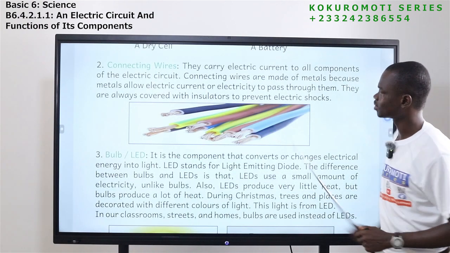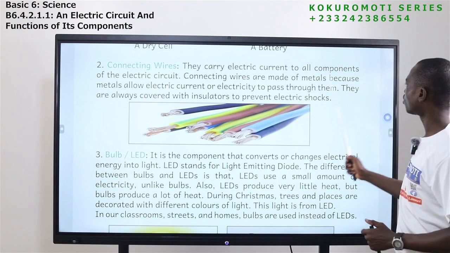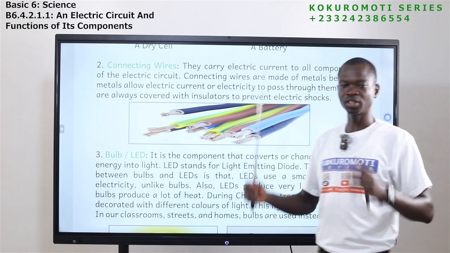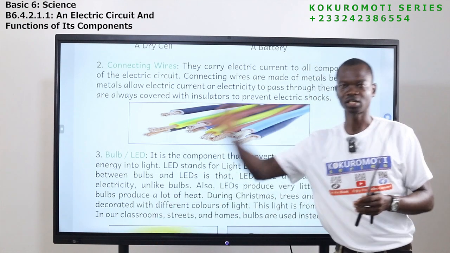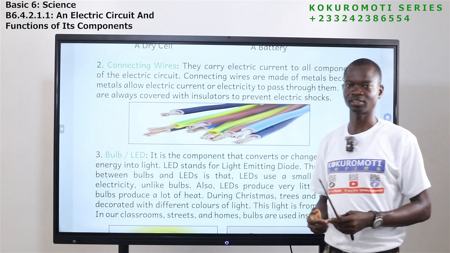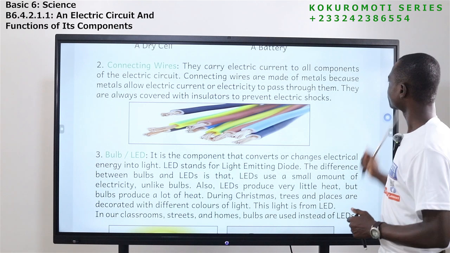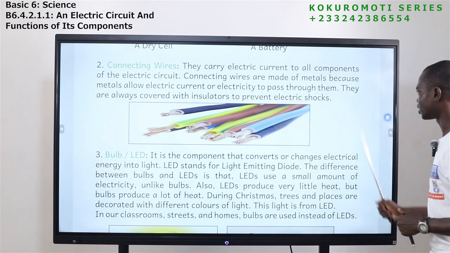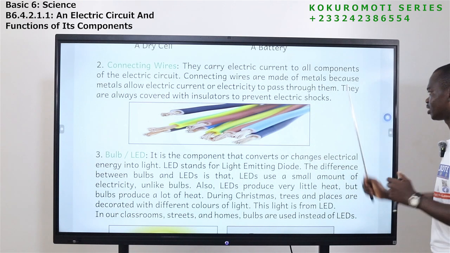So these are the wires. What is the function of the wire? They carry electric current to all components of the electric circuit. So it carries the electric current. The current can move from one point to another through the connecting wires. Okay, so connecting wires are made of metals. Usually, metals allow electric current or electricity to pass through them. They are always covered with insulators to prevent electric shock.